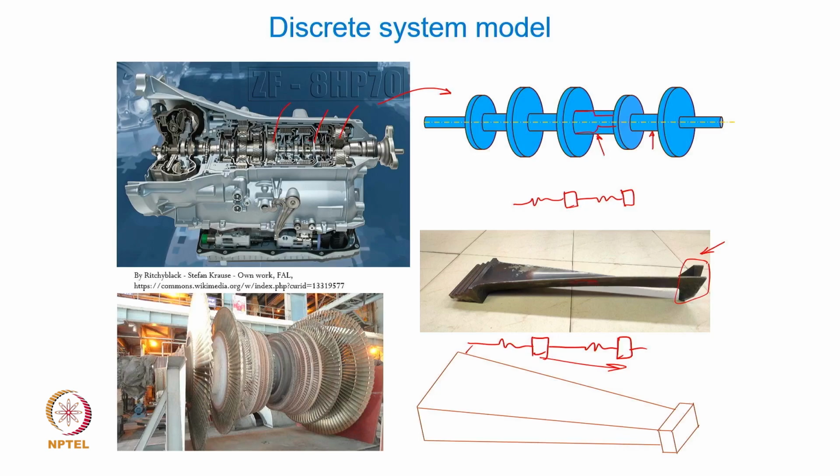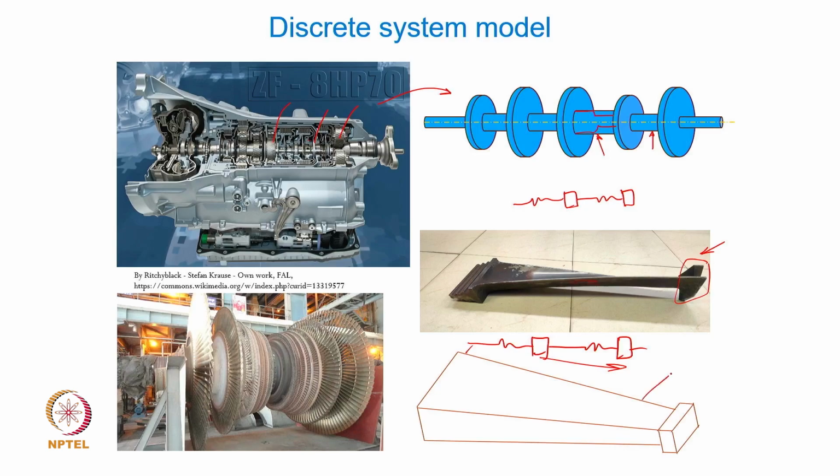Now these systems, if we model using lumping of the inertia elements at regular intervals, that modeling approach will be called the discrete system approach, where the entire mass or stiffness properties are lumped at discrete locations along the entire domain, and then we come out with some governing equations of motion for such systems.